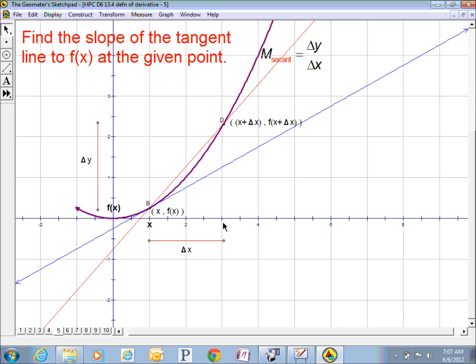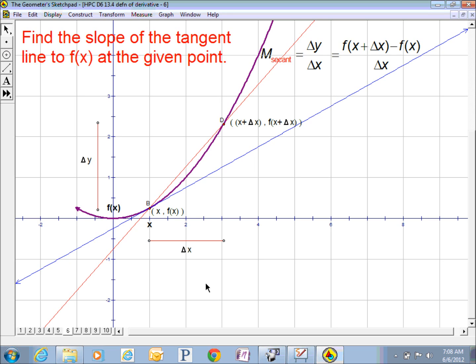So if I wanted to find the slope of this red line, change in y, take D's y coordinate and subtract B's y coordinate, over change in x, which would be either take D's x coordinate and subtract B's x coordinate, or just use that change in x right there. Now here's kind of the crazy thing. We can look at that and go, all right, yeah, that's great, but what did that do for us? Well, that found us the slope of the red line.